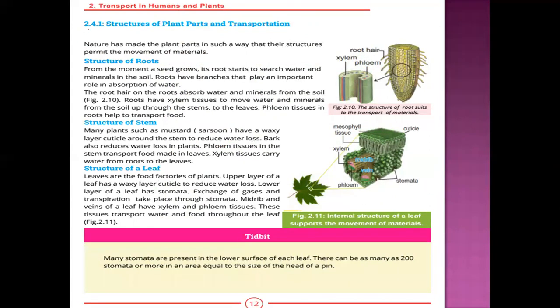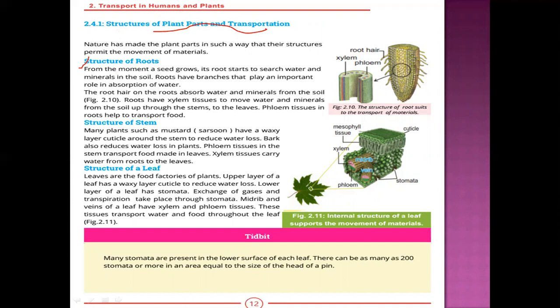Okay, dear student, this is the same topic, but if you see, this one is related to the previous topic. We have to see the structure of plant parts. So, first we see structure of roots.